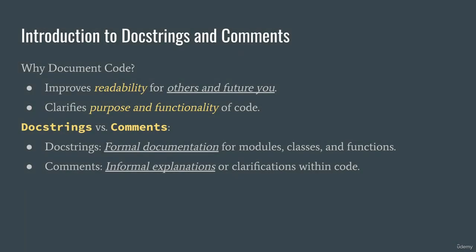It's important to document your code because it improves readability for others and for your future self while clarifying the purpose and functionality of your code. There's a difference between docstrings and comments. Docstrings are formal documentation used for modules, classes, and functions, providing clear descriptions of their purpose and usage. On the other hand, comments are informal explanations within the code used to clarify specific lines or sections as needed.